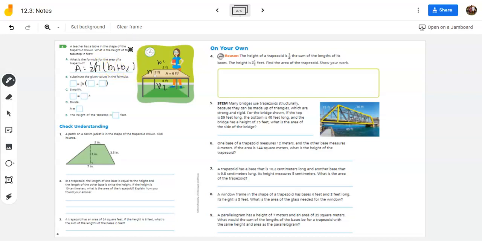We're going to substitute the given values in the formula. We said A was 6, so we're going to put a 6. Our B1 was 2. And our B2 is 4. This is a 6, sorry. We're going to drop down our 6. 2 plus 4 is 6. Then we solve our half. So a half times 6 is 3. Now we do the opposite of multiplying, because that's what a letter and number are doing, we're going to divide on both sides. 6 divided by 3 is 2. So the height is 2.